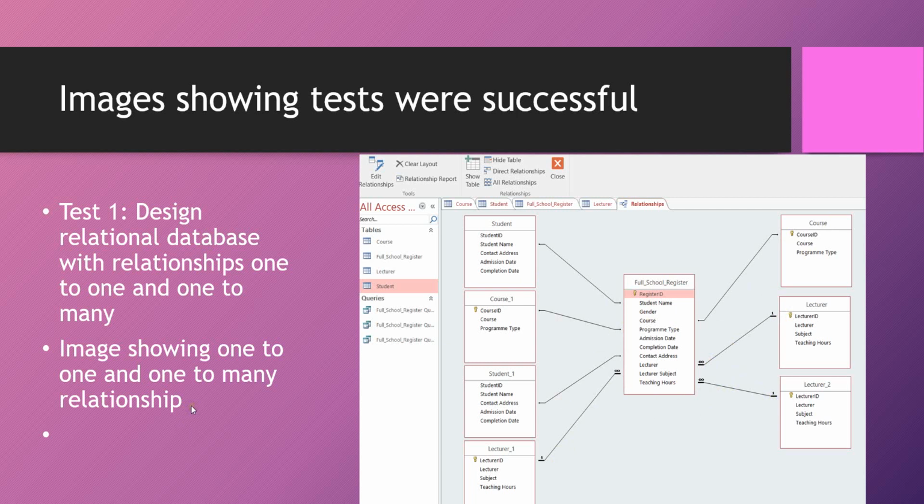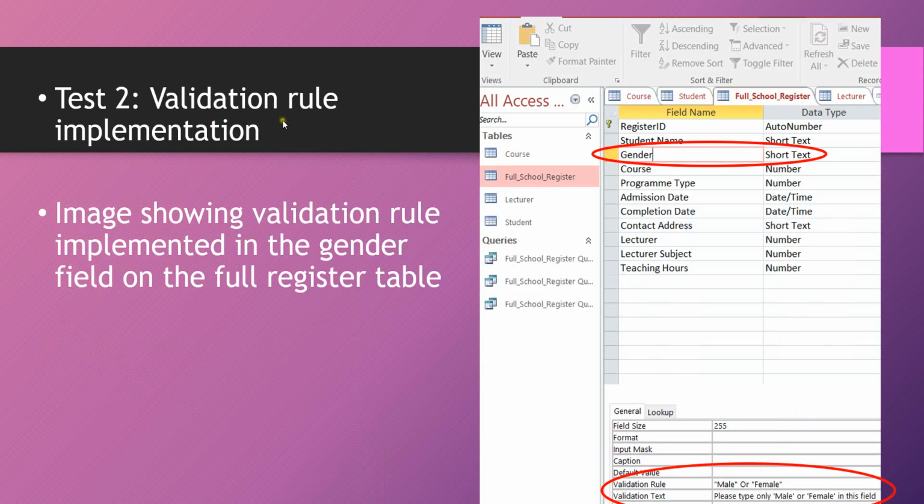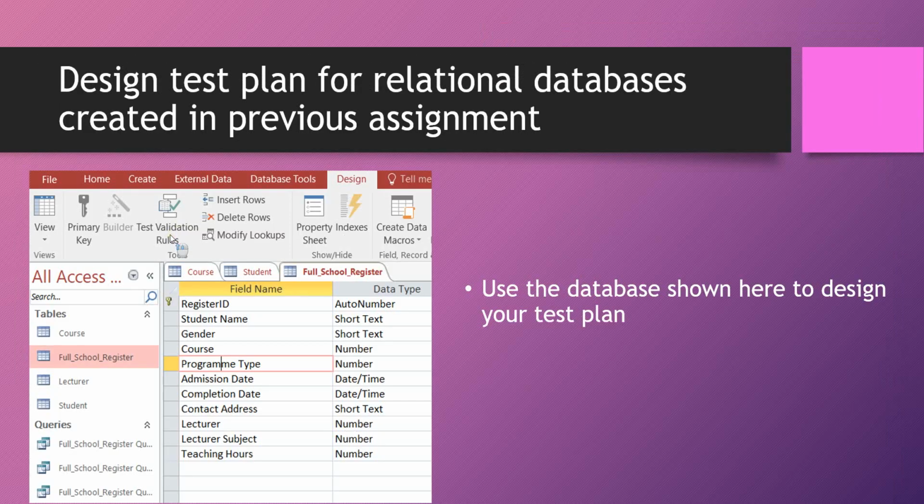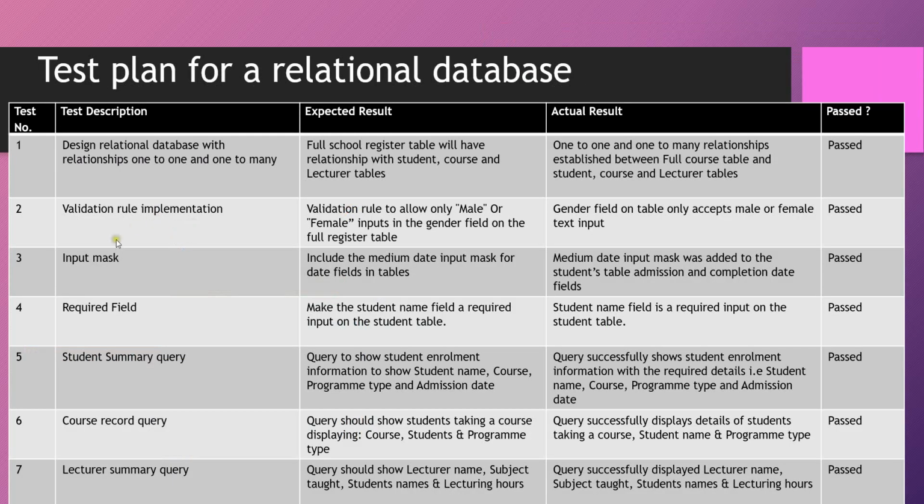So that is done. The next was validation rule implementation. I told you earlier that we set this on the Full Register table on the gender field, and we said only male or female. So this is the text message, the pop-up that comes up if you do not put in the right values. So that's test 2 from our table, validation rule implementation.